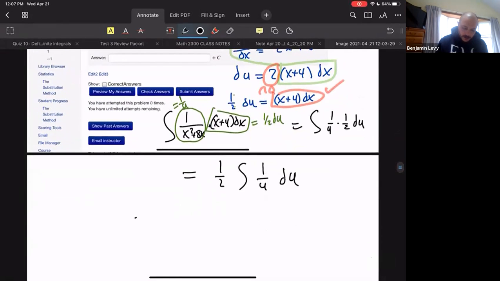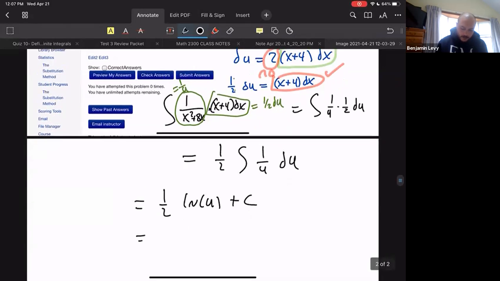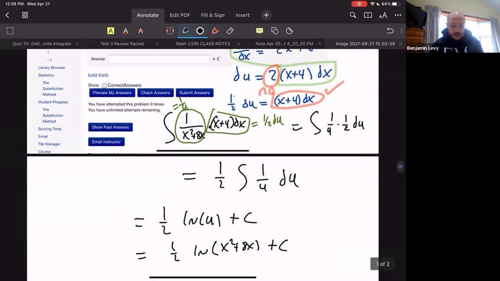So natural log. And then we plug the u back in. What was u? x squared plus 8x. And that's the answer. But I'm noticing that the plus c is part of the answer. You don't actually have to type the plus c in because it's part of the answer. See how it has a plus c after it? Okay.